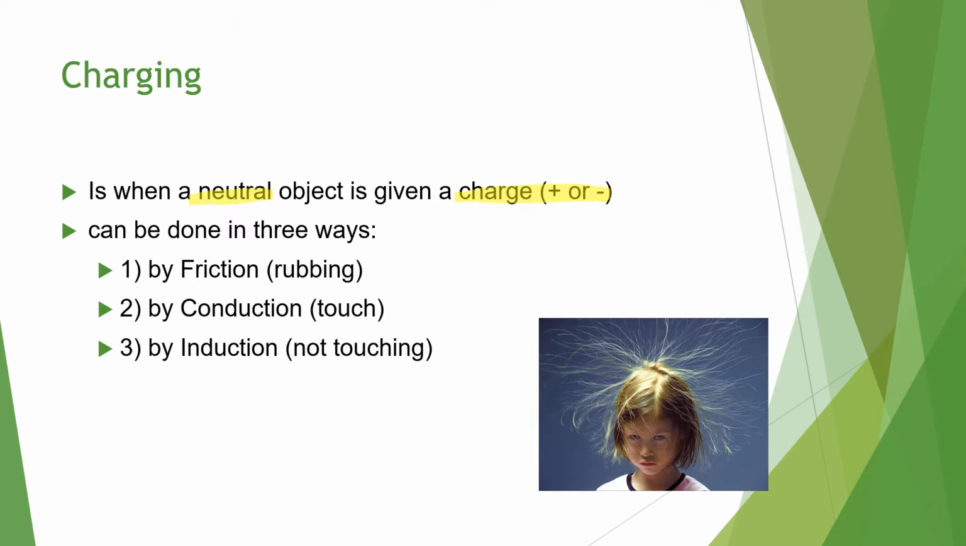This can be done in 3 different ways. The first way we're going to talk about is by friction. So this is rubbing 2 objects together. The second is by conduction. Okay, so this is by touching 2 objects together. And then this third way is by induction, which is not touching. Okay, so just bringing close together, but not actually making contact.